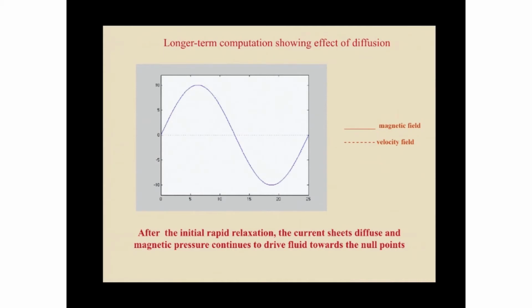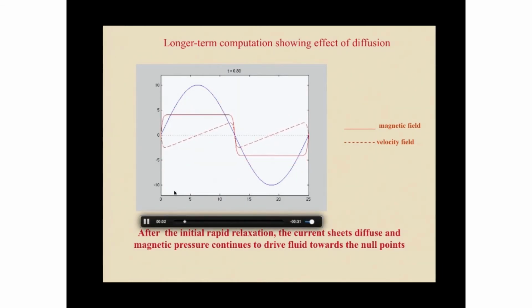Now, after the initial rapid relaxation, something else happens. After a discontinuity forms, diffusion kicks in in a real fluid, and I think that shows up here. It goes on evolving slowly. The plateaus decay to zero through diffusive processes that occur here. That dashed line is actually the velocity field, and the solid line is the magnetic field. So we can do this sort of thing without difficulty in one dimension.